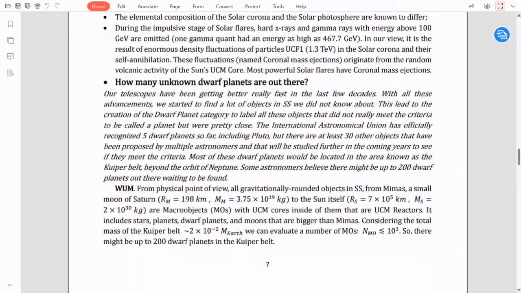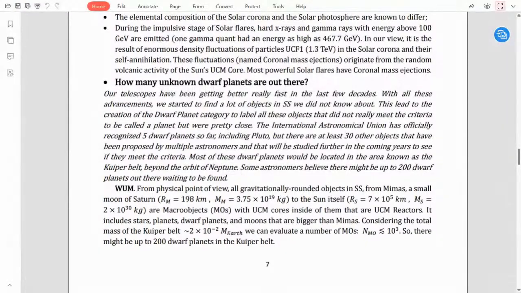How many unknown dwarf planets are out there? Our telescopes have been getting better really fast in the last few decades. With all these advancements, we started to find a lot of objects in the solar system we didn't know about. This led to the creation of the dwarf planet category to label all these objects that did not really meet the criteria to be called a planet but were pretty close.